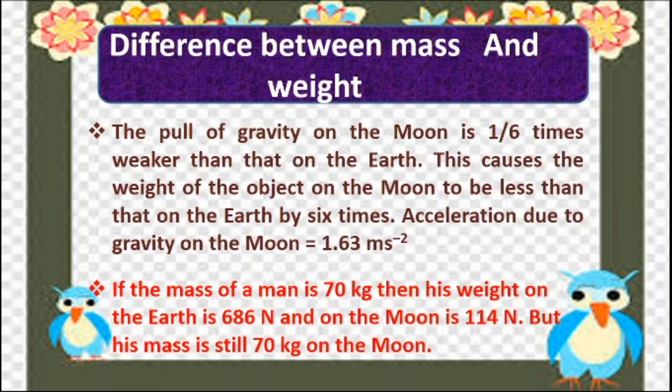So the pull of gravity on the moon is 1/6 times weaker than that on the earth. This causes the weight of the object on the moon to be less than that on the earth by 6 times. Acceleration due to gravity on the moon is equal to 1.63 m/s². If the mass of a man is 70 kg, then his weight on the earth is 686 Newton and on the moon is 114 Newton. But his mass is still 70 kg on the moon, because the acceleration due to gravity on the moon is very less than the gravity of earth.